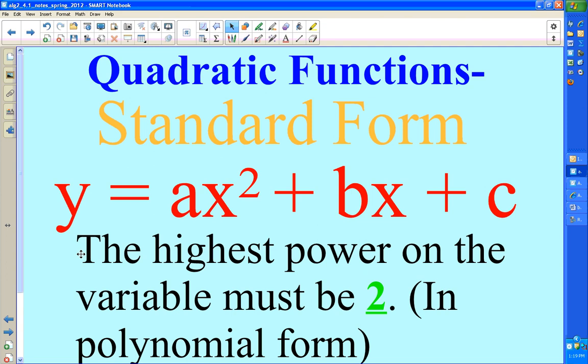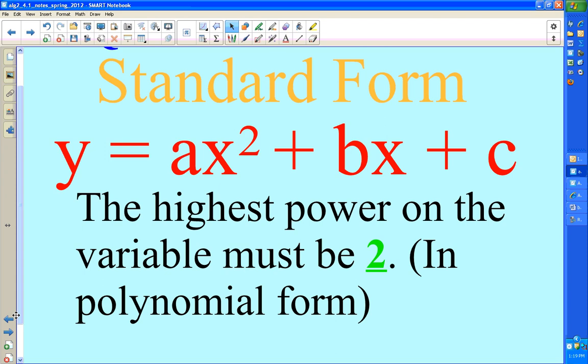What is this power also called? Anyone remember what this is called? The highest power on the variable also tells you something else about the polynomial. Begins with D, ends in degree. The degree, very good. Some of you will get better at that game than you want. If it's a degree 2, quadratic function. If it's a degree 2, what else do you know? Anyone know what the degree tells you, the highest power?